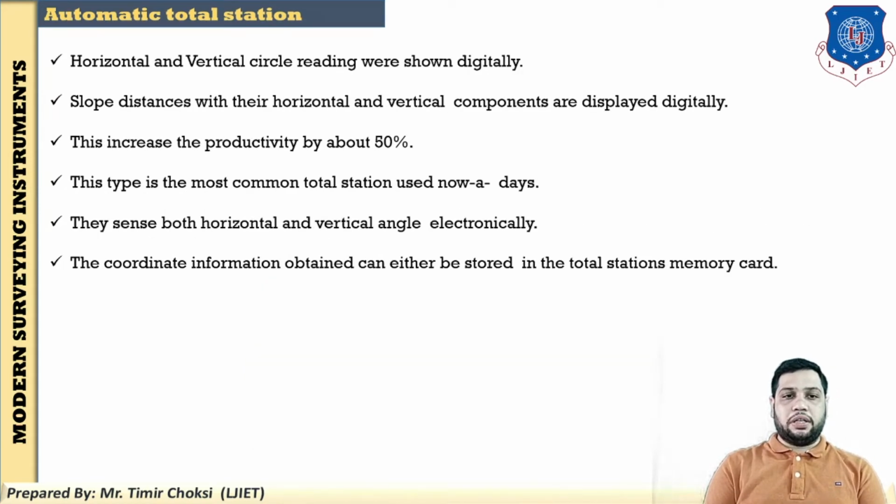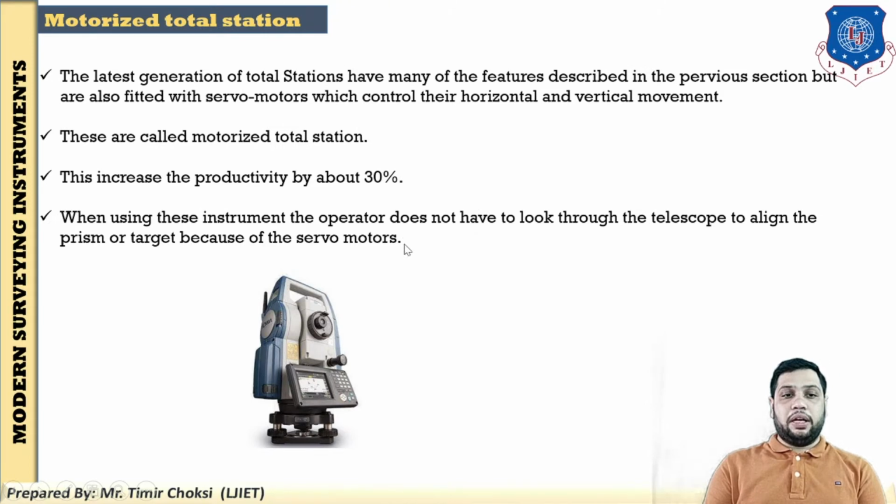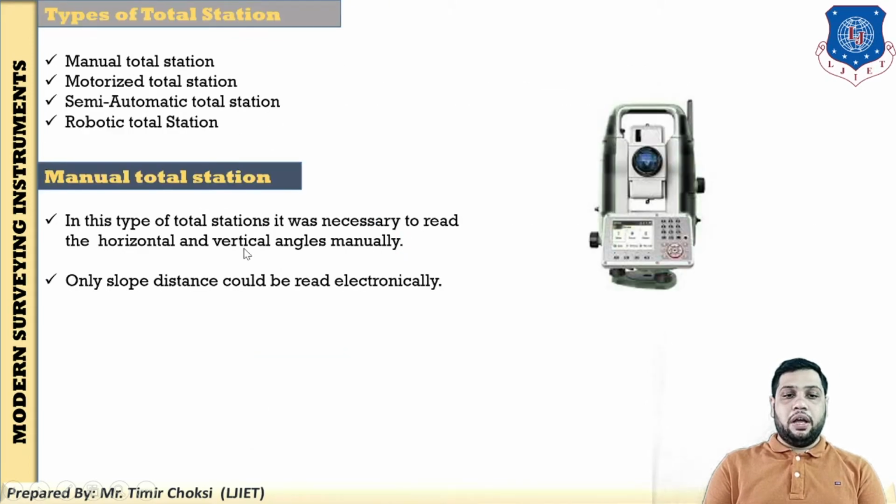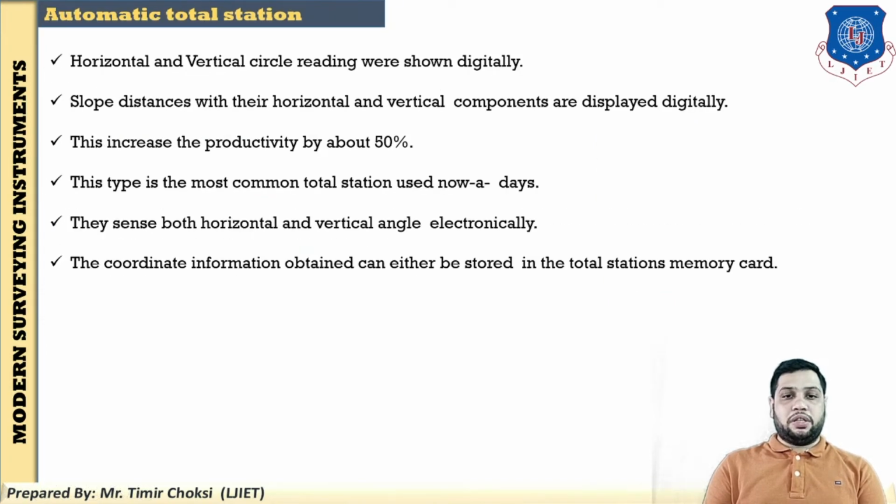Now the automatic total station: horizontal and vertical circle readings are shown digitally. Slope distance with the horizontal and vertical components are displayed digitally. The productivity increases by about 50% compared to the manual as well as the motorized total station. This type is the most common total station used nowadays. They sense both horizontal and vertical angle electronically. You know the limitation of the motorized as well as the manual total station: horizontal and vertical angles are found manually, but in the automatic total station, you find the horizontal as well as vertical angle electronically.